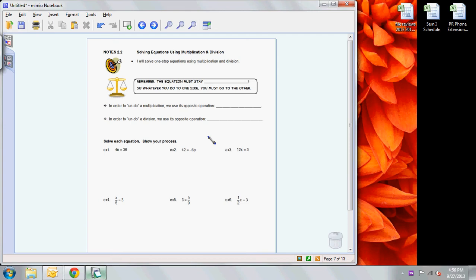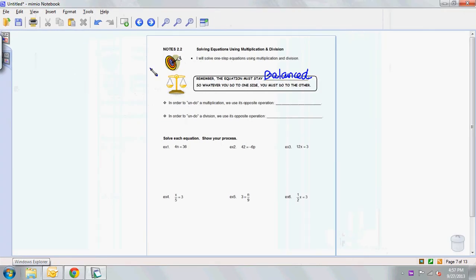This is your 2.2 notes, and we're going to solve equations using multiplication and division this time. And if you remember from our talk on Friday, we have to remember to keep our equations balanced, just like we did with those balance activities today.